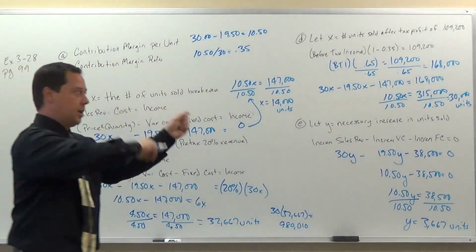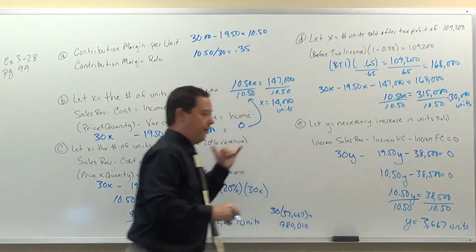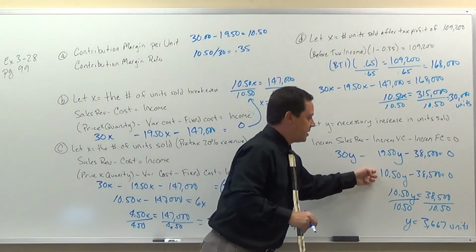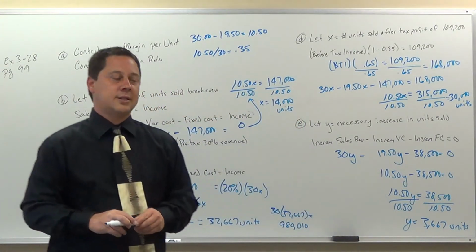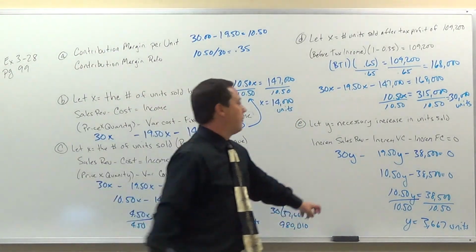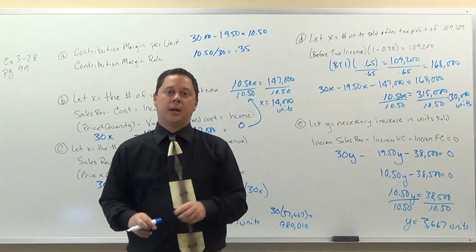Obviously, we have some other things we need to sell for the break-even analysis, but basically to sell additional things, we need to sell an additional 3,667 units to cover the costs of that additional marketing.